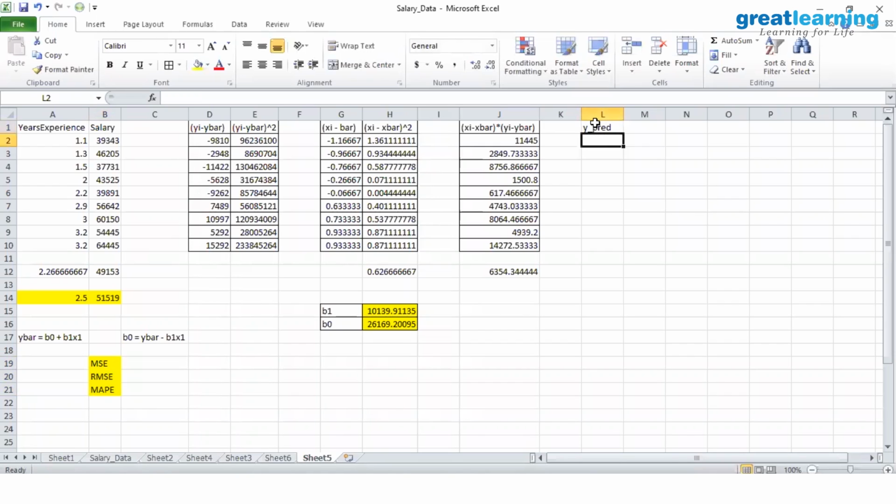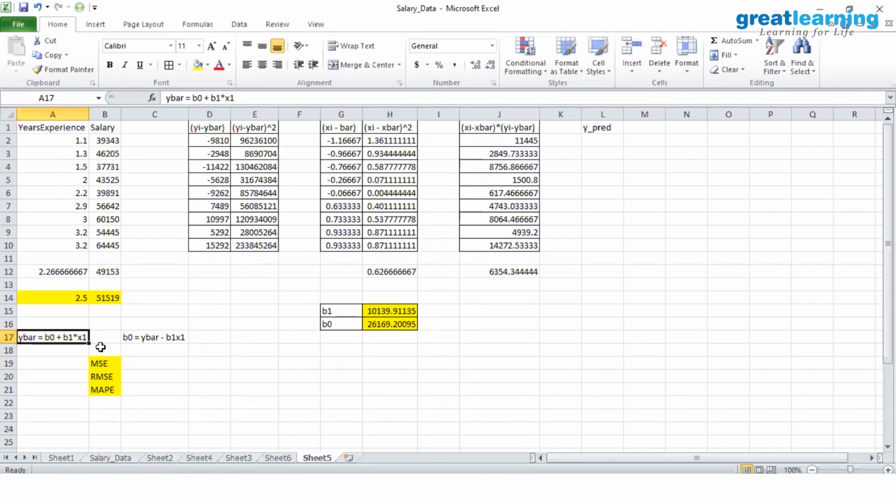Y predict. Sir, sorry to interrupt, just 1 second. The initial equation, y bar is equal to b naught plus b1 into x bar. It should be x bar, right? This one here? This we can put as b1 star x bar, right? No, I'll tell you. This is going to be x1 only.